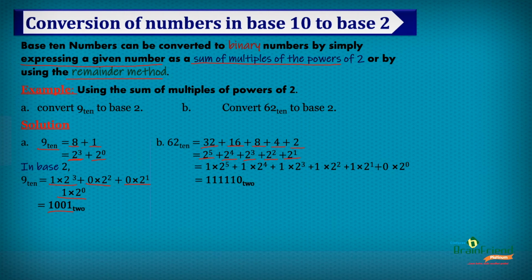Now, we can go ahead to express them in the base 2 system. So we have 1 multiplied by 2 raised to power 5, 1 multiplied by 2 raised to power 4, 1 multiplied by 2 raised to power 3, 1 multiplied by 2 raised to power 2, 1 multiplied by 2 raised to power 1, and 0 multiplied by 2 raised to power 0. That gives us 1, 1, 1, 1, 1, 0, base 2. So 62 in base 10 is giving us this.